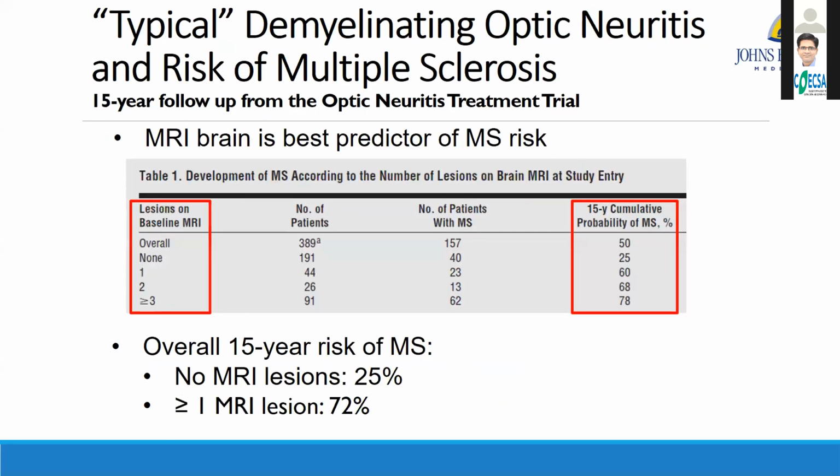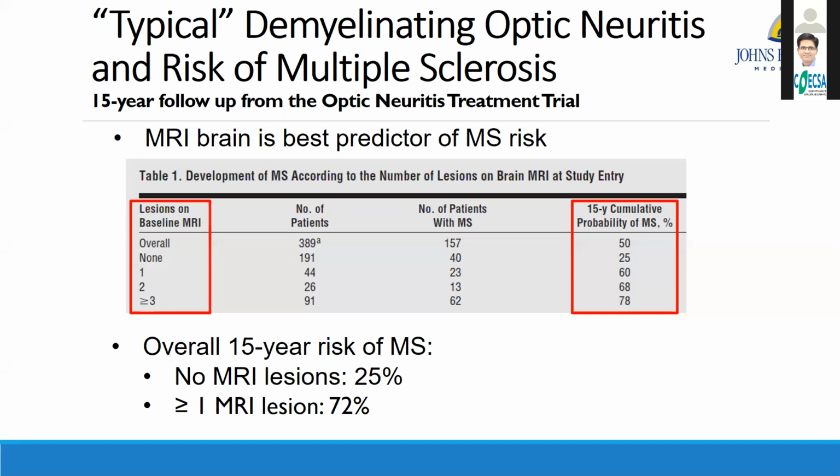But what I think has been interesting to come out of this is they did a 15-year follow-up of patients in this group, and they looked at the association between the brain MRI at their baseline and their 15-year risk of MS. And what they found is that if at the time of your initial optic neuritis, you have a brain MRI and there are no lesions on that MRI, then you actually still have a 25% chance, a 1 in 4 chance of developing multiple sclerosis over the next 15 years.